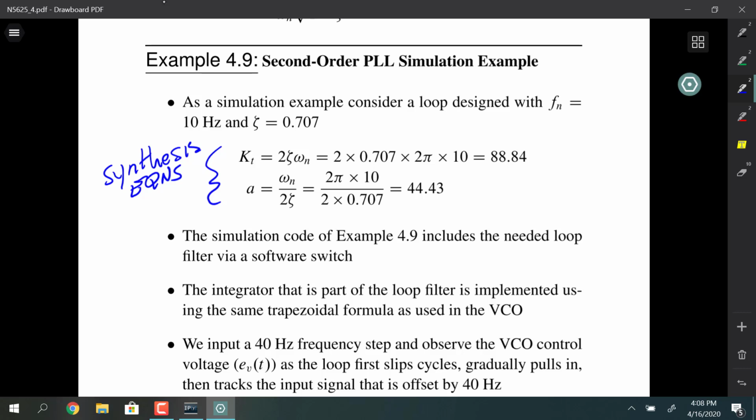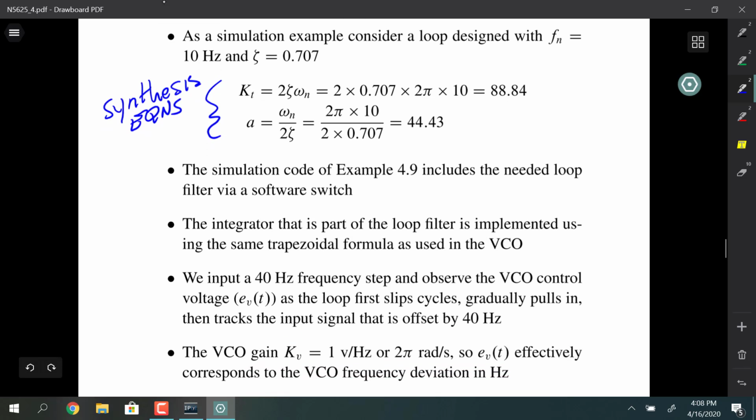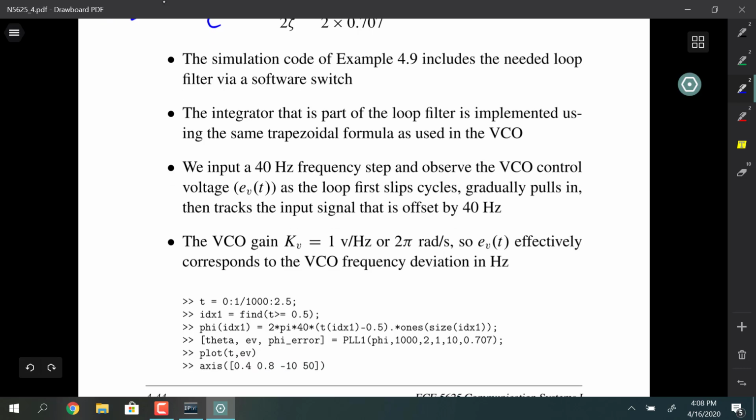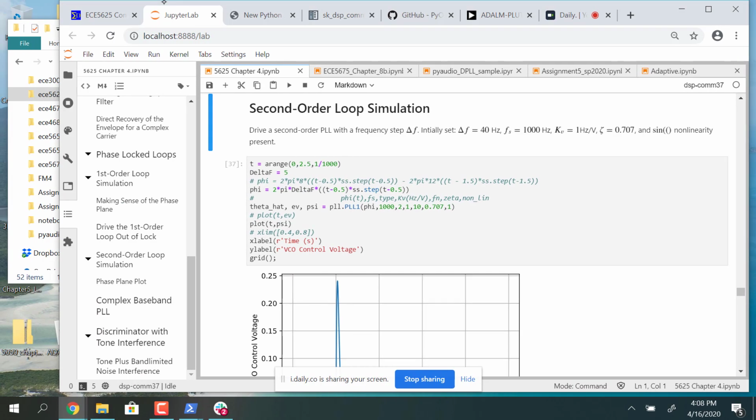So I plug in some numbers. In this case, I'm wanting a damping of 0.707. I want the natural frequency to be 10 hertz. So I come up with these numbers, 88.84 and 44.43. And then we're going to input a frequency step. Here I was doing 40 hertz. I'm just going to jump over and look at it in Python though, and you can look at the simulation here in MATLAB code or see how I did it in Python.